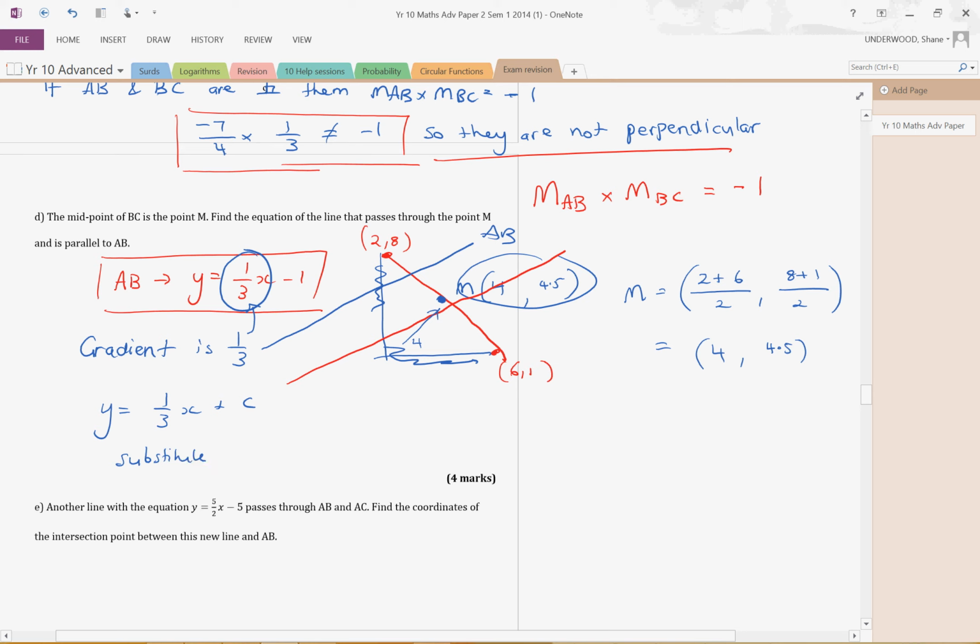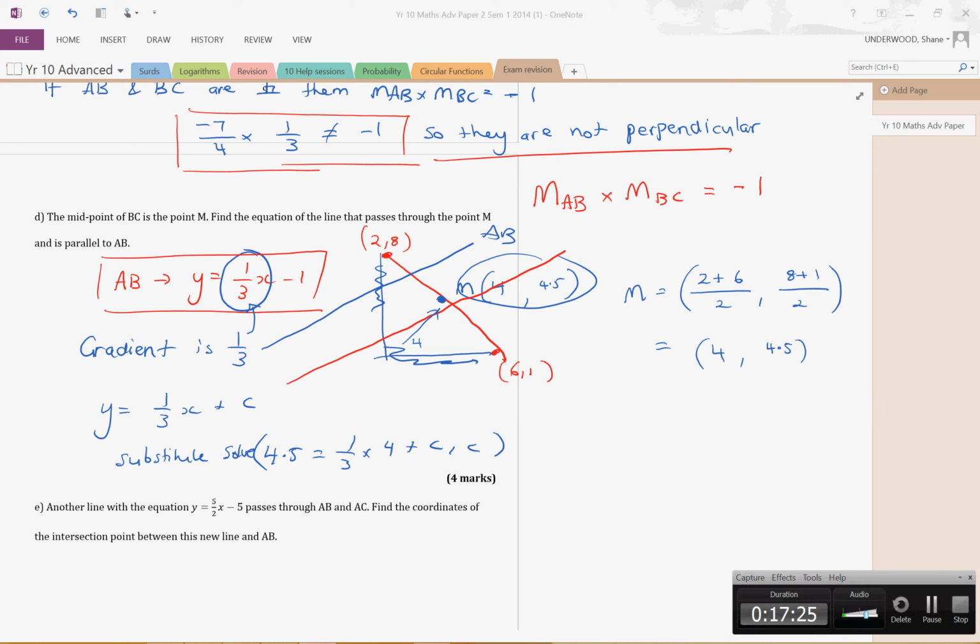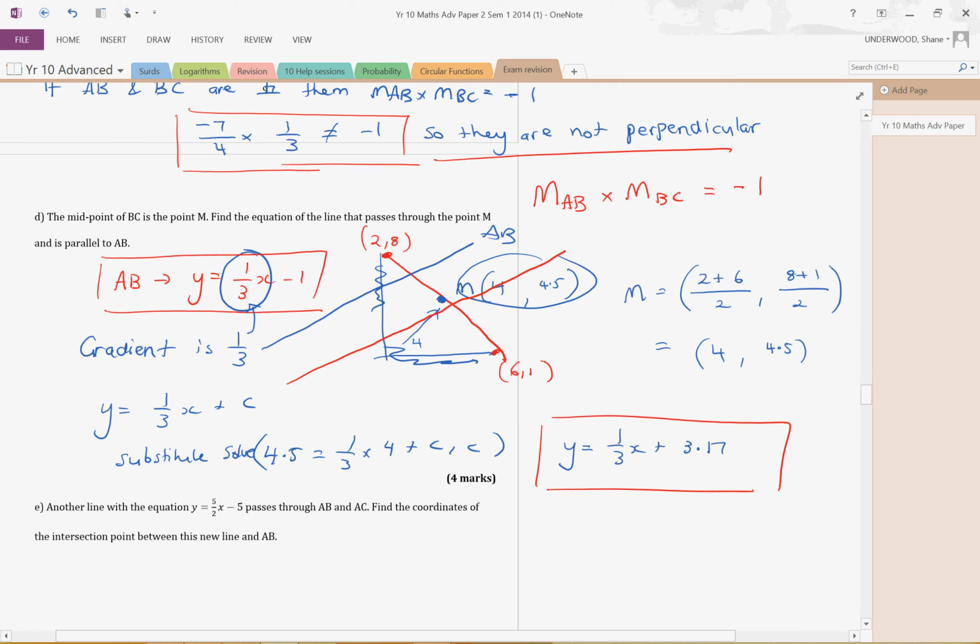What I can do is substitute that point in. I'm going to solve that in the calculator because you have a CAS. 4.5 is equal to 1/3 times 4 plus c, comma c. What does c give me? I'm going to pause the video now.